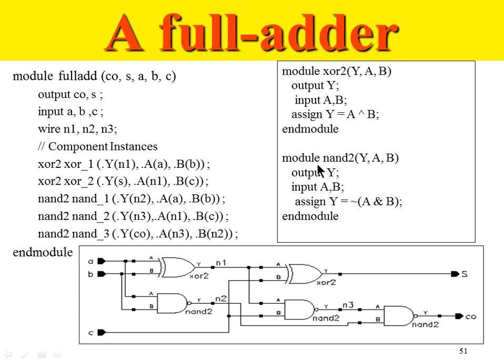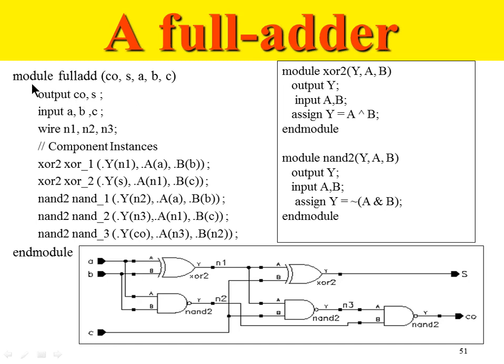Now if you look at the two input NAND gate, module NAND2 (Y, A, B), output Y single bit, inputs A and B single bit inputs. Assign Y equal to NOT. The tilde sign is the NOT inversion. (A & B), so A and B then inverted will give me a NAND gate, end module. So this is the NAND gate that I would need here 3 times, and this is the XOR gate I'm going to need 2 times.